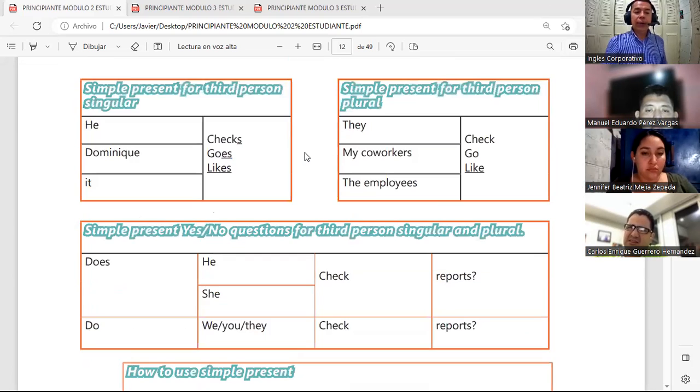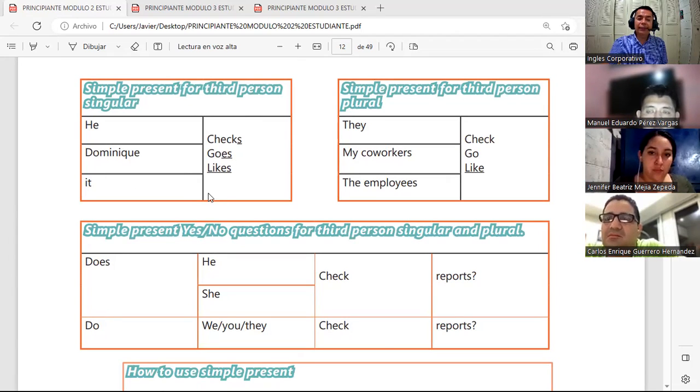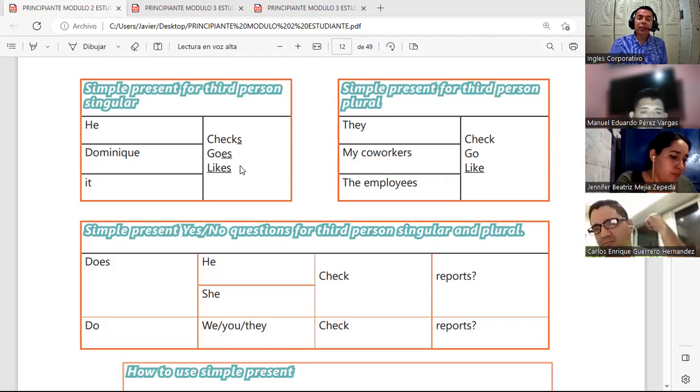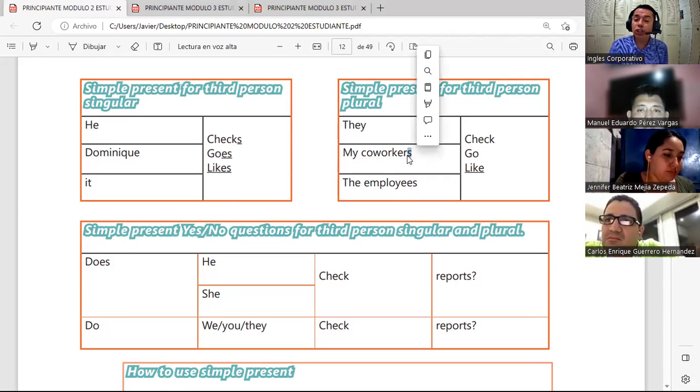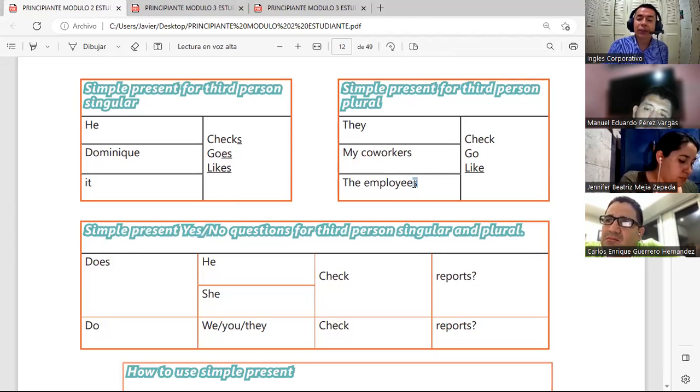Let's continue. Now, here we have some examples. Look, simple present, he checks, he goes, he likes. Dominique checks, Dominique goes, Dominique likes. It checks, it goes, it likes. So we add an extra S, right? But then we say, they check, my co-workers, look, this is plural, right? Co-workers go, the employees, plural, right? Check, go, and like, right?